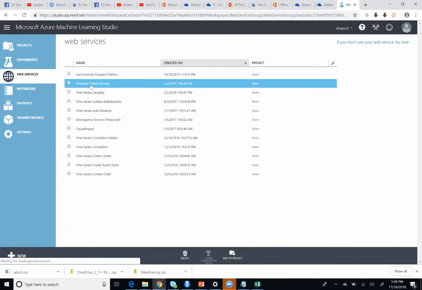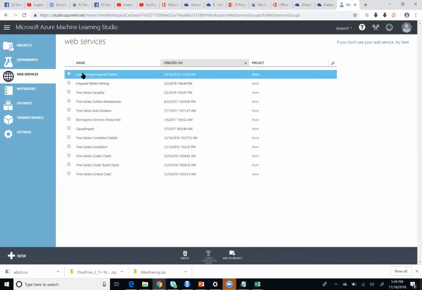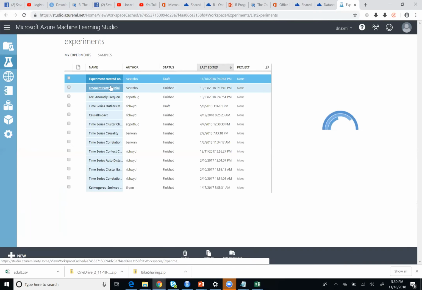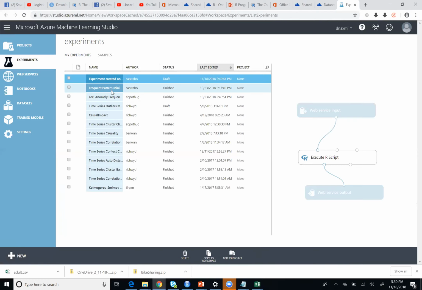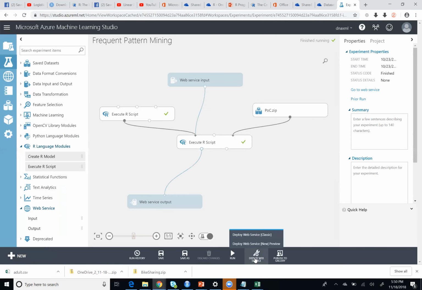So this is the one for pattern mining. Once I create my web service, I say deploy web service. In this case, this is my zip file, which has my own custom files, and I put it as an input here. And then I had my R script. I have my web service as an input to this, and this will actually execute my R script and give it as an output.